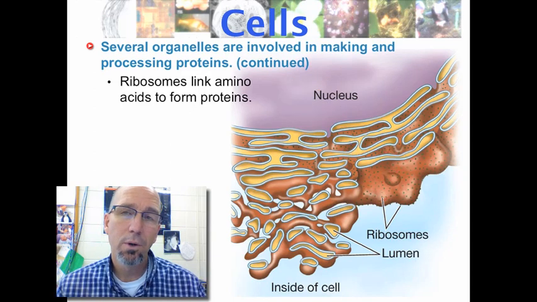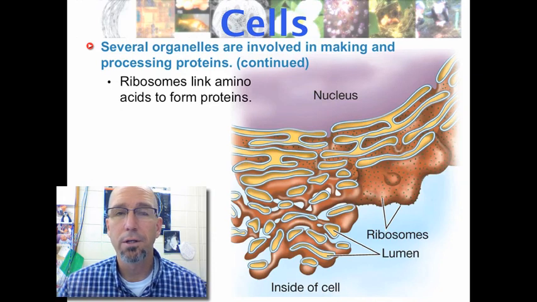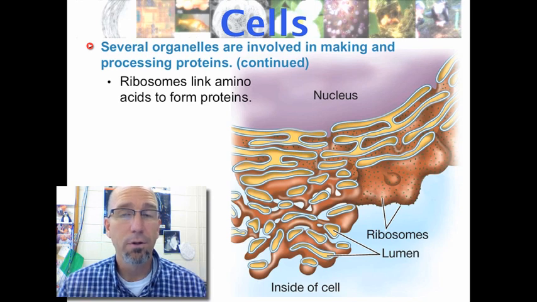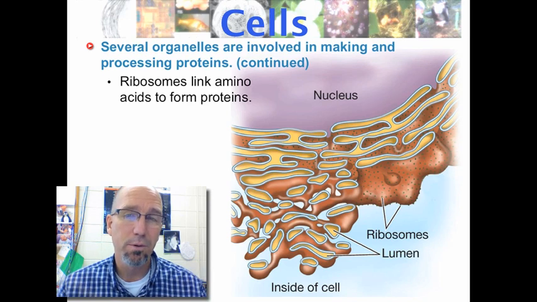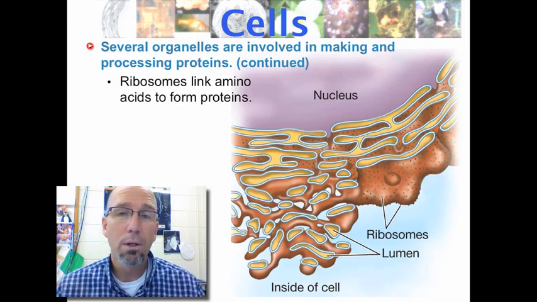So that's just a quick look at a couple of structures that we find in eukaryotic cells. Plant cells have a nucleus. Plant cells have endoplasmic reticulum. Plant cells have ribosomes. And we'll get to more about organelles in the next screencast.